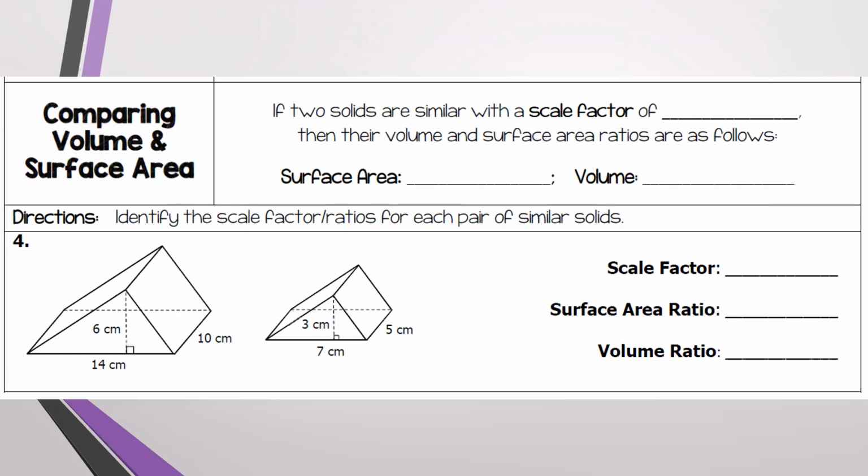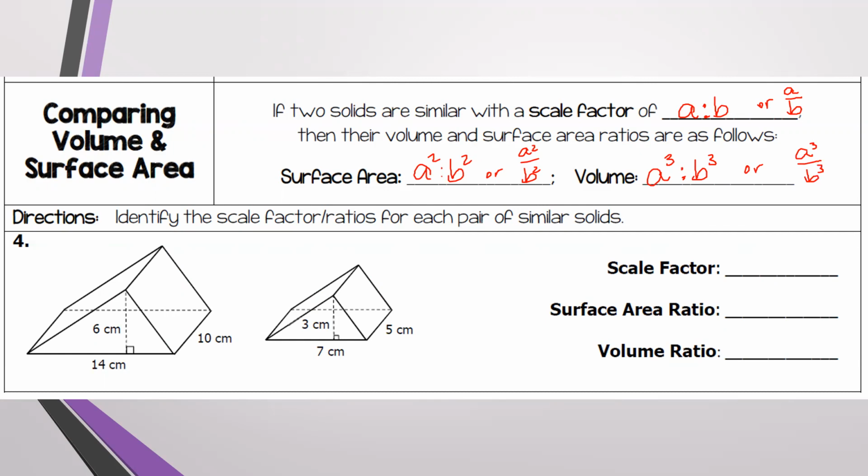So now we can talk about comparing volume and surface area. If two solids are similar with a scale factor of, and I'm going to call that scale factor A to B, and you might see it written as a fraction A over B, same thing, then their surface area ratios are going to be A squared to B squared, or you might see it written as a fraction A squared over B squared. And the volume, A cubed to B cubed, or, written A cubed over B cubed, same thing.